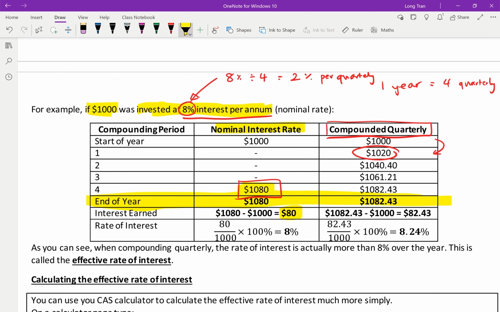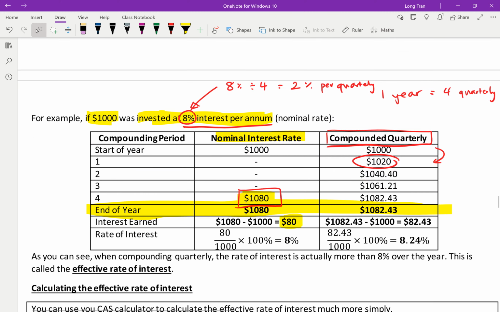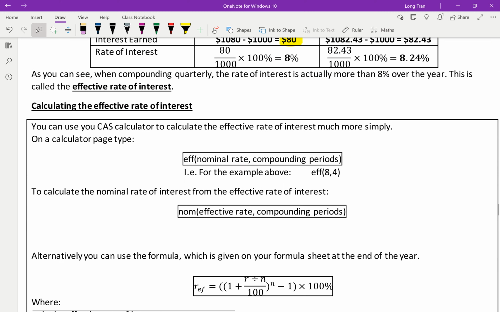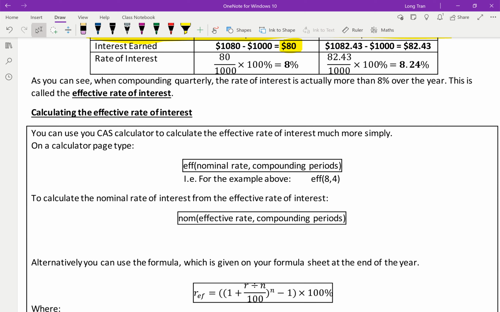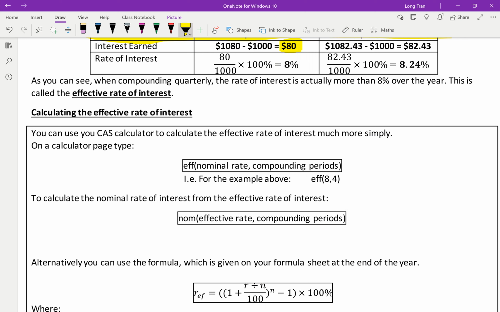In your notes, there is this formula or notation for you to use. You can do all this calculation by hand, and I've shown you how to do it by hand, but you can also do it using a notation or syntax. So opening up your CAS, this is what you can do. You can do EFF for effective rate. This is if you want to calculate the nominal rate of an interest, given that you had an effective rate, or you can calculate the effective rate given that you had a nominal interest.